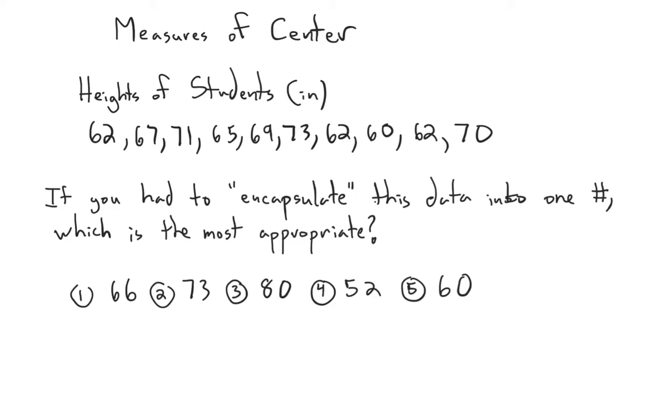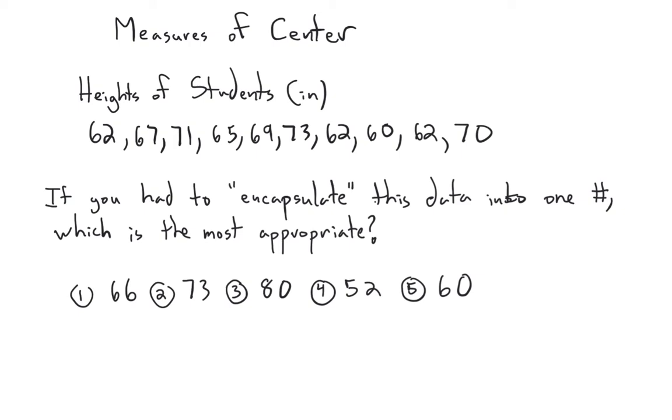Okay, in this video we're going to be talking about measures of center of a data set. Now, I've listed some heights of students here. 1, 2, 3, 4, 5, 6, 7, 8, 9, 10 students' heights, and this is in inches. So this student is 62 inches, this student here is 60 inches, and just a reminder, there are 12 inches in a foot, so this student here is 5 feet tall, this student here is 5 foot 10, etc.